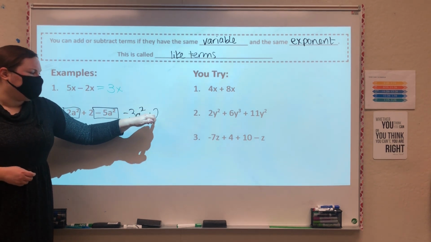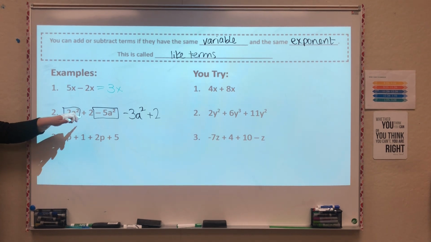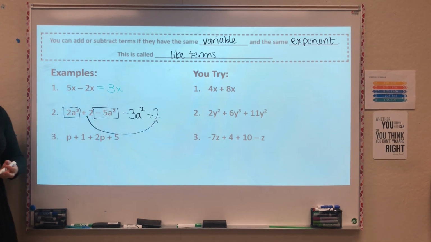Why am I writing down plus 2? Can I forget it? Why can't we forget it? I remember, I had it like a D, that's why I left it. You got it. Yeah, it's still in the problem. So we have to keep it in our answer.